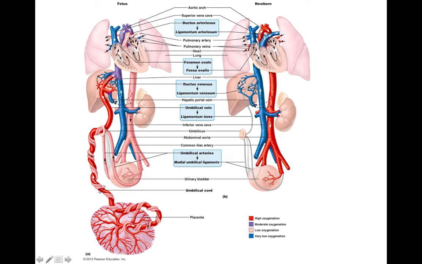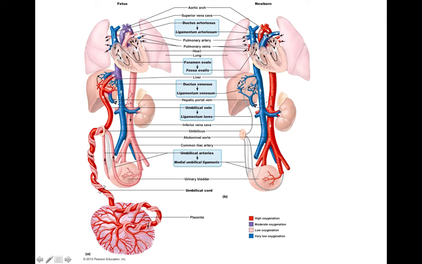So here's the fetus. Here's your ductus arteriosus that diverts blood from the pulmonary trunk and just sends that straight to the aorta. The foramen ovale right here allows blood to move between the right and the left atrium. Here is your umbilical vein that connects to the placenta and umbilical arteries. You have no need for those after birth, so they just turn into ligaments. And here's your umbilical arteries, and they turn into the medial umbilical ligaments.